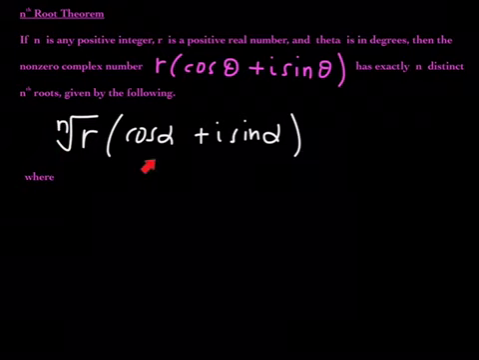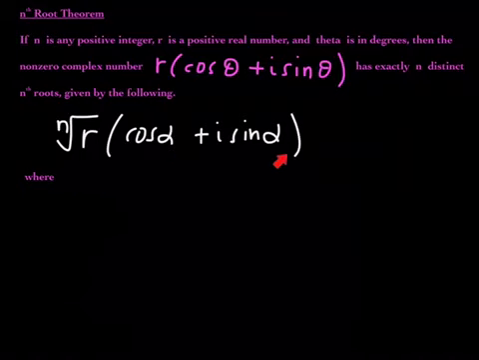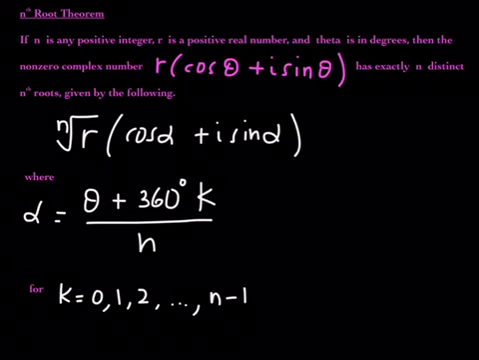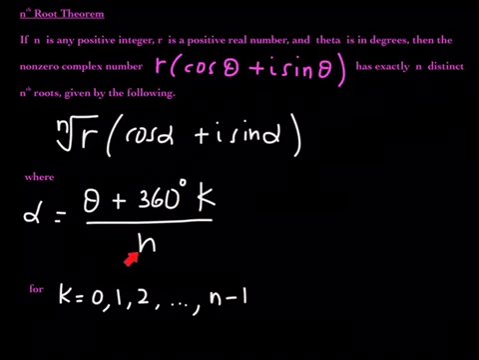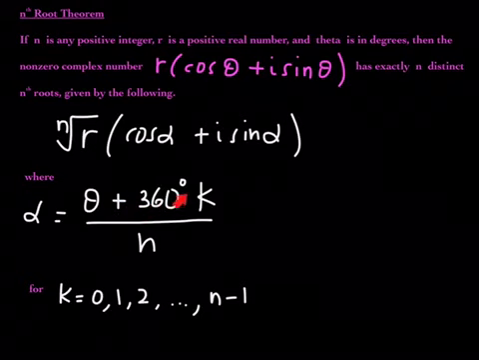Now, as far as alpha is concerned, alpha is equal to the following. Alpha is equal to theta plus 360 degrees times k, over n. Let's break this down. Theta is the original theta that they are going to give you, plus any angle that is coterminal with that. That's 360 degrees times k, but all of this is divided by n.